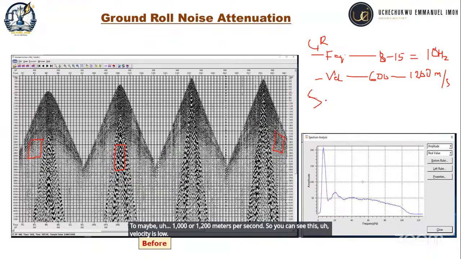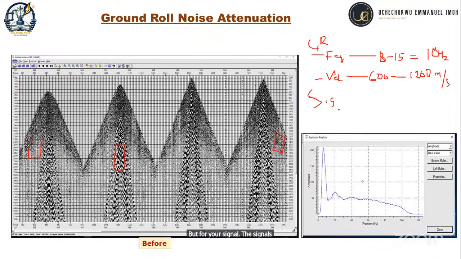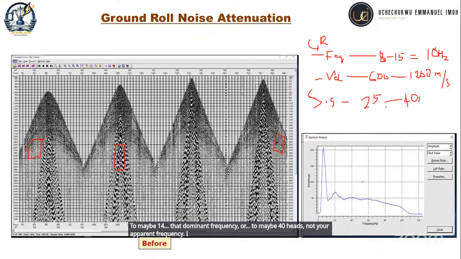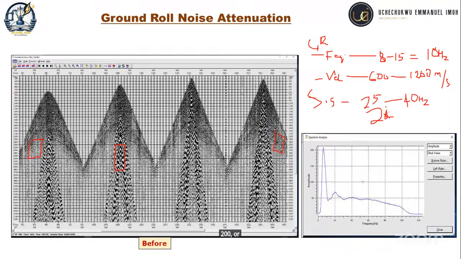But for your signal, the frequency will always be something like 25 hertz to maybe 40 hertz. That is the dominant frequency, not your apparent frequency. I explained that earlier. So your dominant frequency will be around this number. And then the velocities of your signal, if you remember when we did the seismic method, remember the slide on velocity of different rocks, you'll be seeing something like 2,200 or 2,400 meters per second. So that will be around the velocity of your signal.